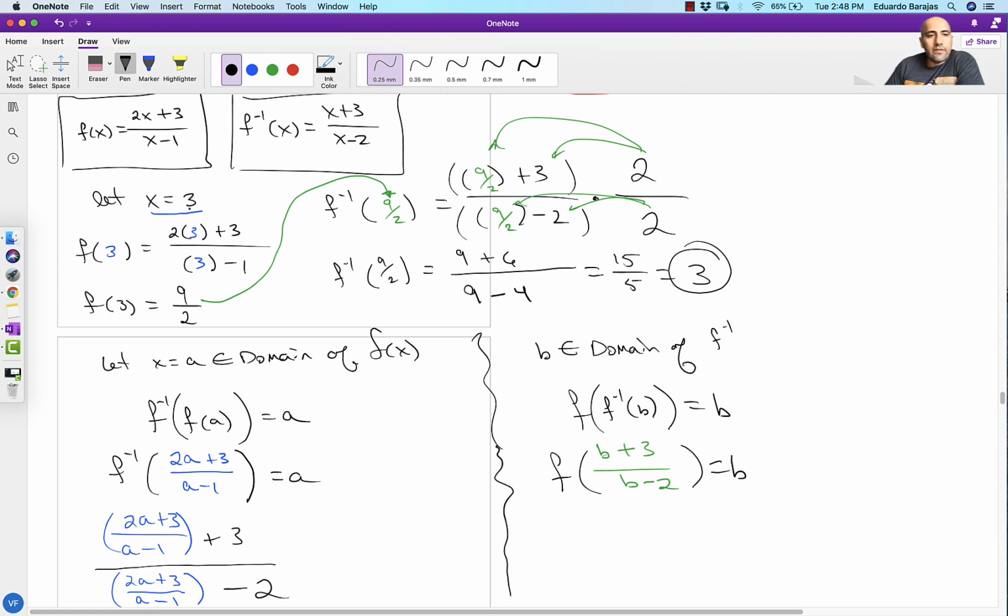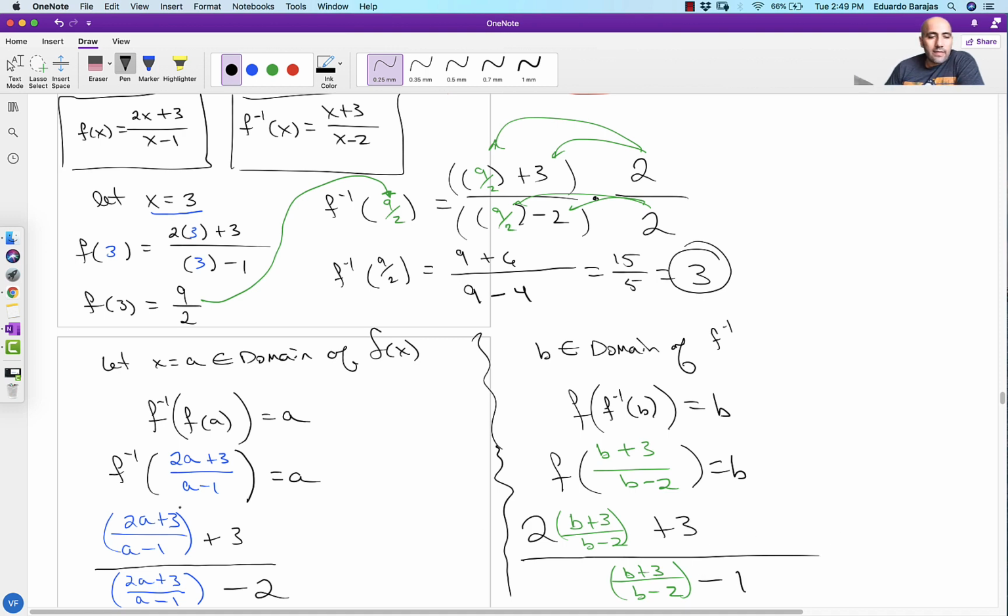On the other hand, for the f function, these are the instructions. Given an input, I'm going to have a fraction where the numerator is twice the input plus 3, and the denominator is the input minus 1. So that would be this input right in here: b plus 3 divided by b minus 2. That's in the numerator, and then we need another copy down here: b plus 3 divided by b minus 2. It's going to be a giant fraction equal to twice this input plus 3, and then this input minus 1.